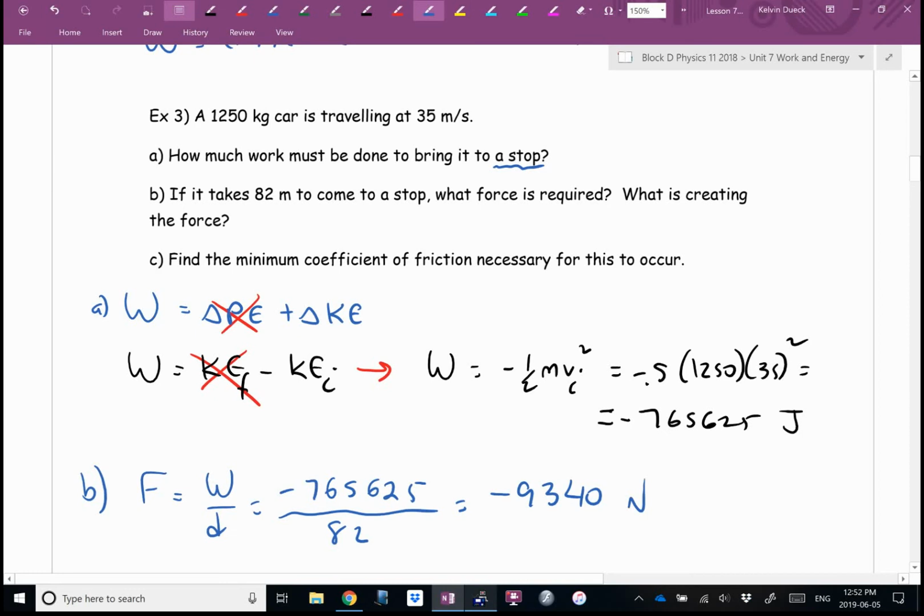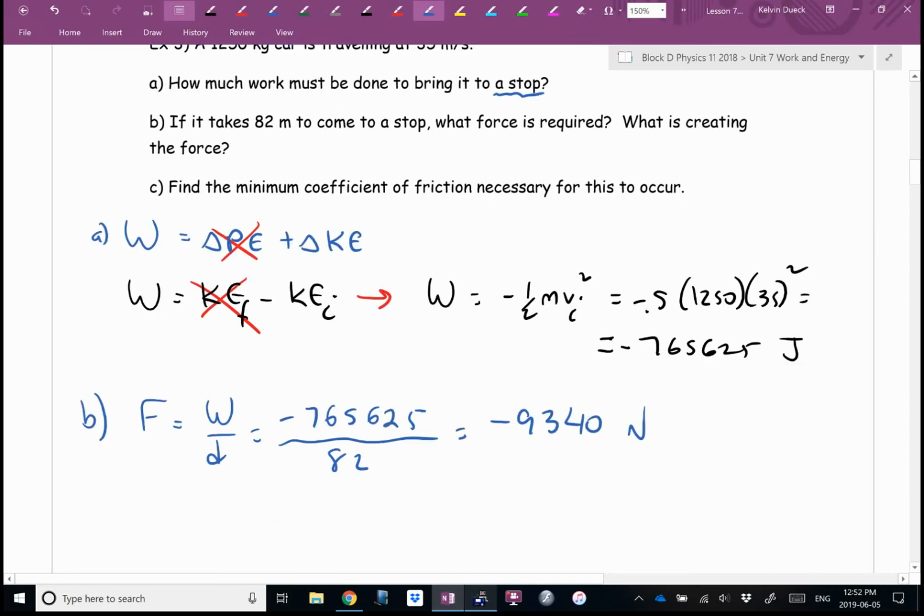Logan, what's C want me to find? The minimum coefficient of friction. Yeah. What was our symbol for the coefficient of friction, Logan? Do you remember? Hey, what's mu? I don't know. What's mu with you? This is asking me to find mu.